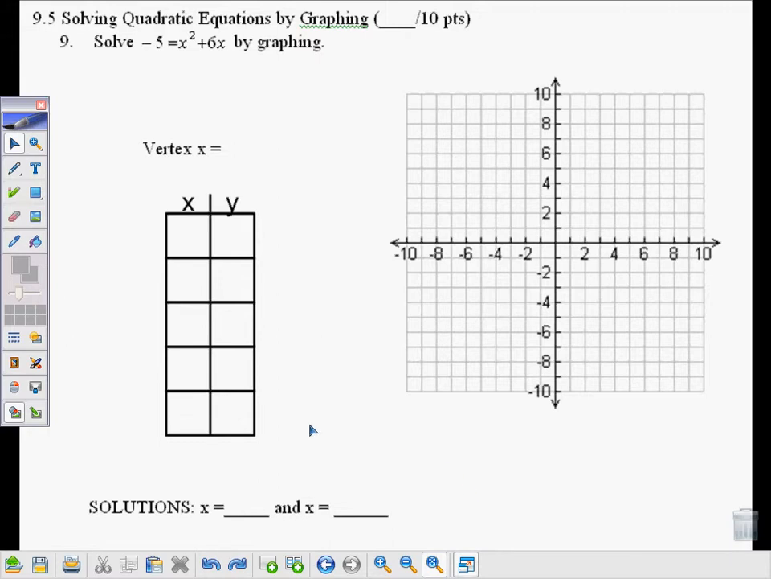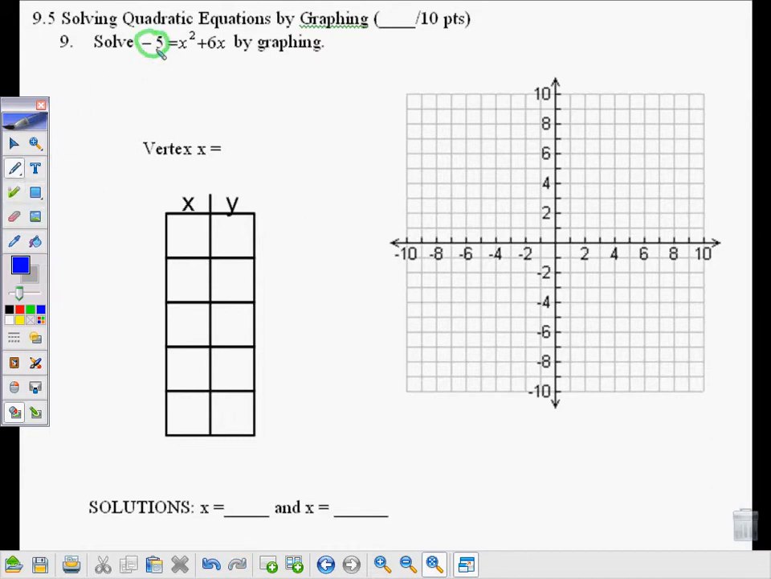Okay, so the last part of the quiz is on solving quadratic equations by graphing. Now the big key to this is we always want our equation to be equal to 0. So notice here this is not equal to 0. It has this negative 5 on one side.